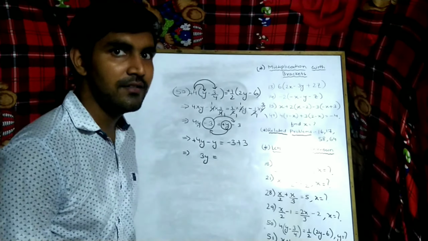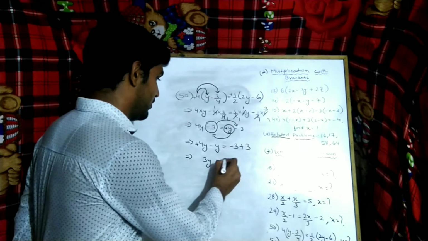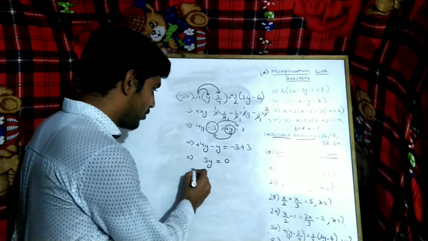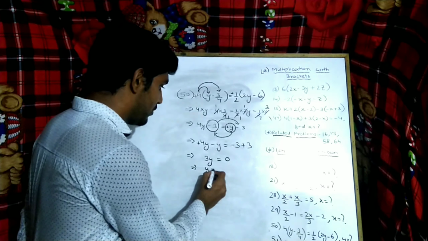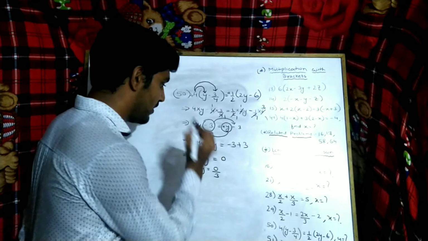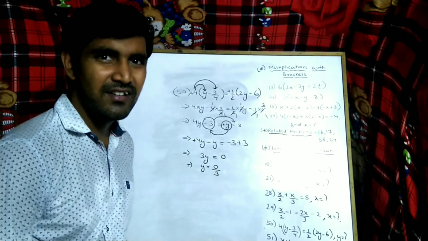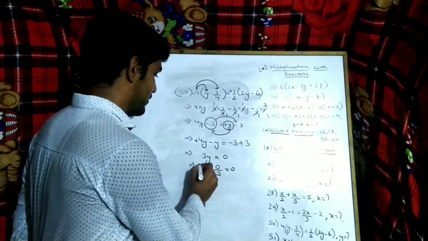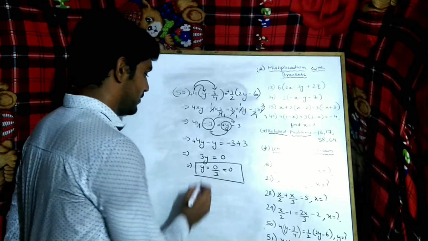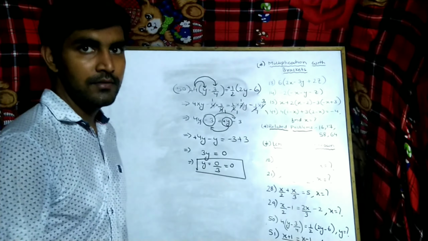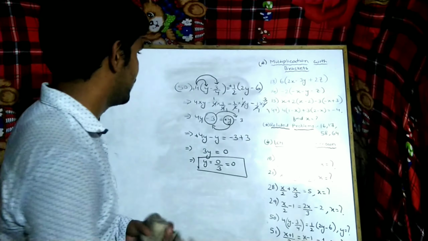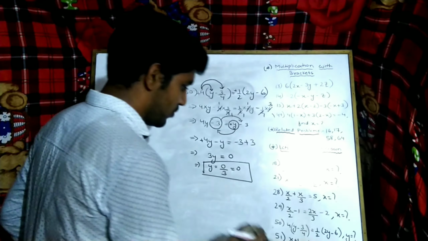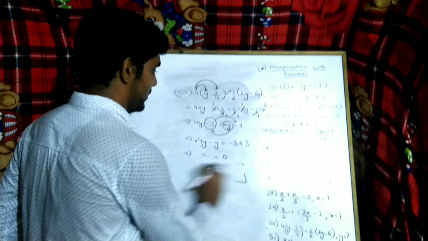So 3y is equal to, minus plus will be minus, so 3 minus 3, 0. It comes 0. Now this multiply goes that side, goes division, 0 by 3. 0 by 3 means 0. Very good. Clear? Clear everyone? Now let's go for 51.